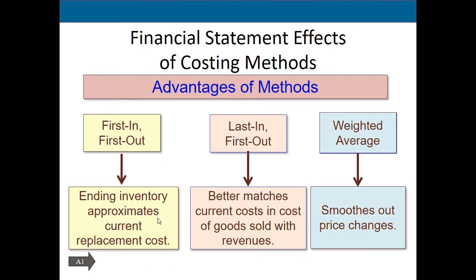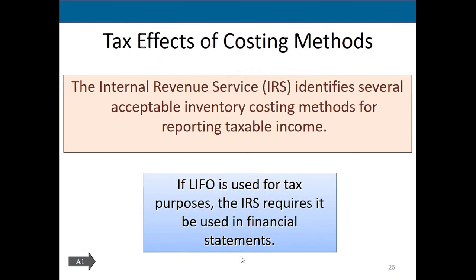But last in, first out kind of better matches current cost with revenues. That's the matching principle. Generally accepted accounting principles say that we're supposed to match cost up with the revenue in the appropriate period benefited. So if I'm selling something today, then I kind of want to use the cost of that thing today. So last in, first out goes better with that principle. Weighted average just kind of smooths it all out. It should fall kind of right in the middle of FIFO and LIFO. So those are just some of the advantages in there.